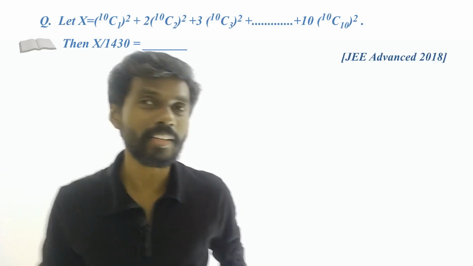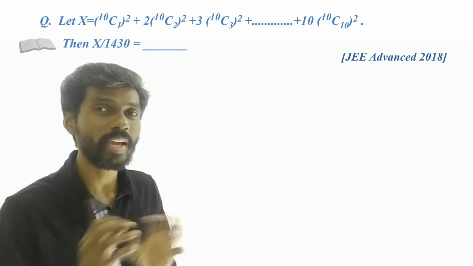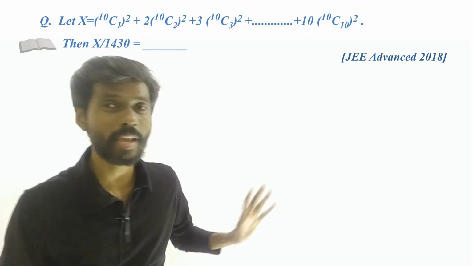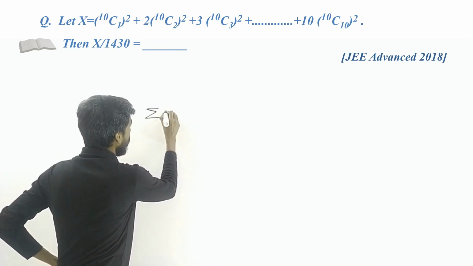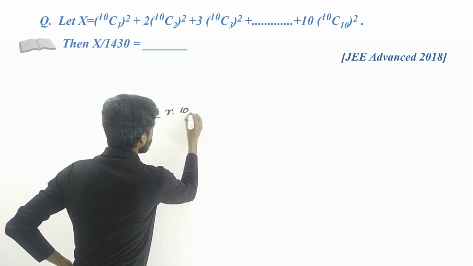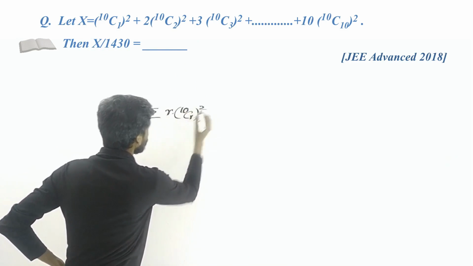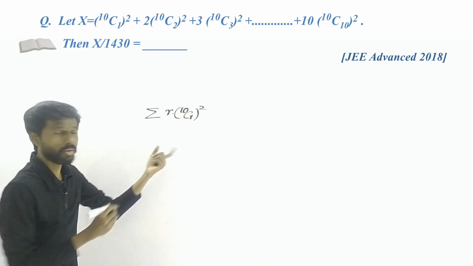It is the same question, right? The value of n is known here, it is 10. Otherwise, it is the same idea. What is given here is simply summation of r multiplied by (10Cr) squared. So the same formula we can use.